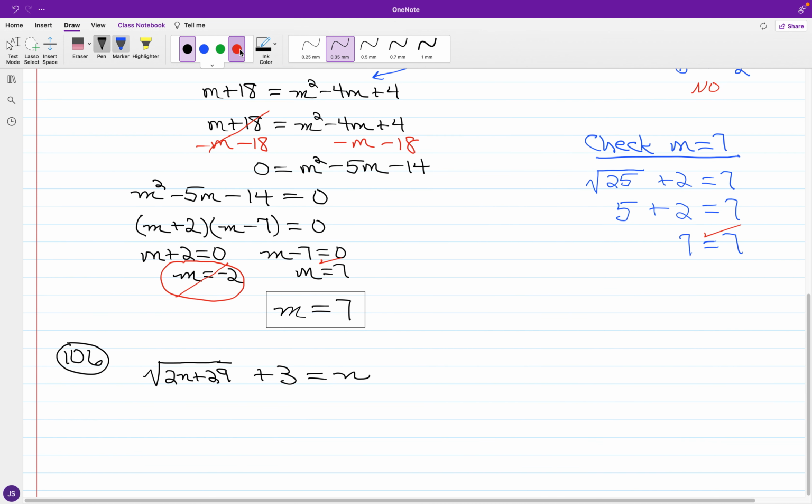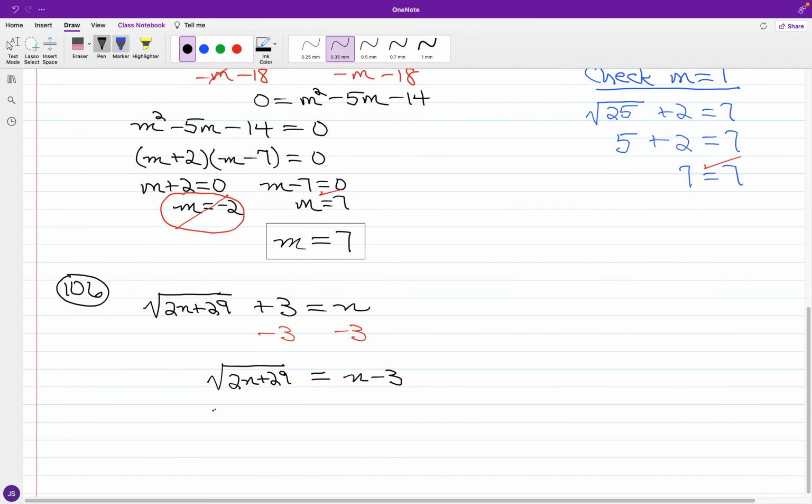And again, looking at isolating this radical term, I can deduct 3 from both sides. So in the rewrite, I'm going to have the left hand side, the square root of 2n plus 29 is equal to n minus 3, and I can eliminate the presence of the radical again by squaring both sides.